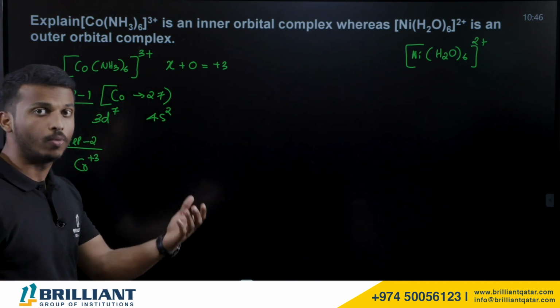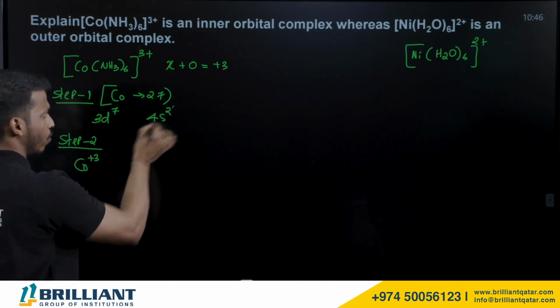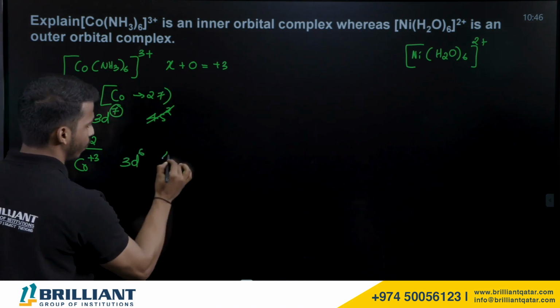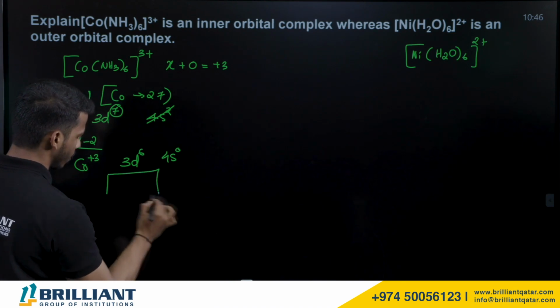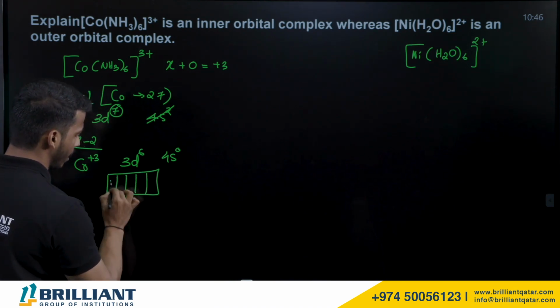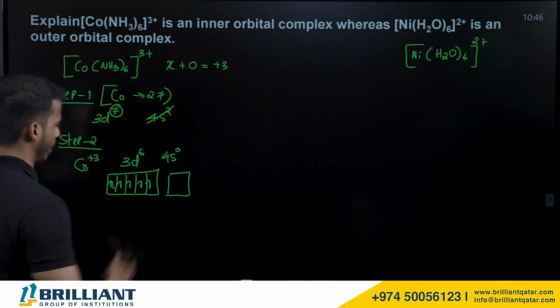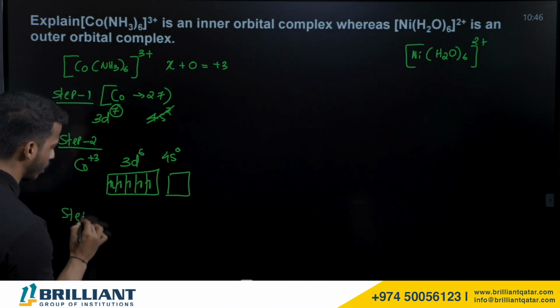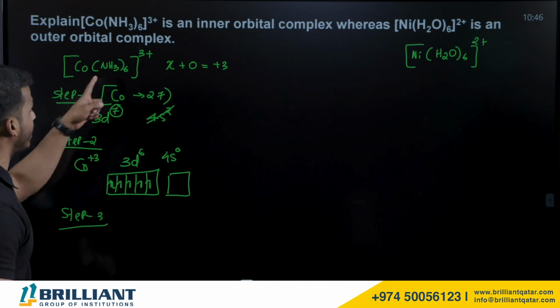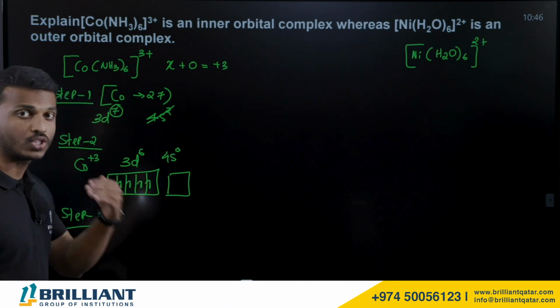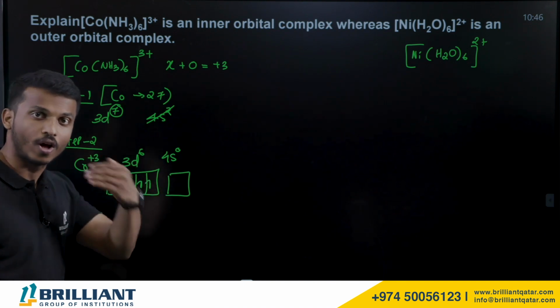3+ means we have to remove 3 electrons, right? So let us remove 2 electrons from here, 1 electron from here, remaining 3d6, 4s0. So 6 electrons are there in d orbital. 4s orbital is free. Step number 3, we have to check the presence of ligand. Here the ligand is ammonia, amine. Amine is a strong ligand.